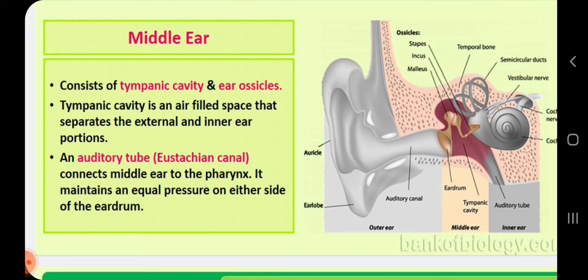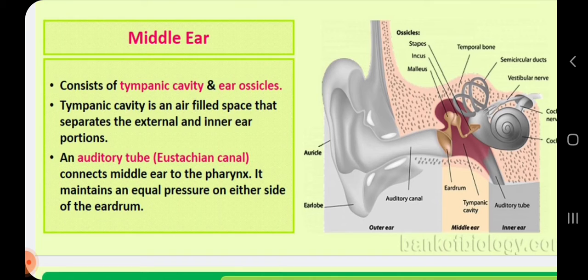Malleus is attached to the incus, incus is attached to the stapes, where the stapes will be attached to one more part of the ear that comes under the inner ear, and that is called the cochlea. On the other side, the malleus is attached to the external ear part, which is called the tympanic membrane.